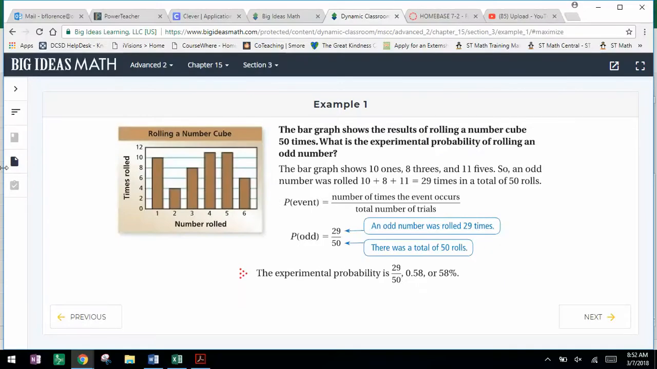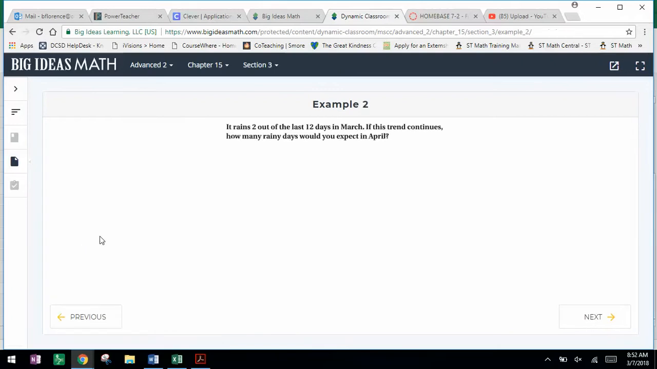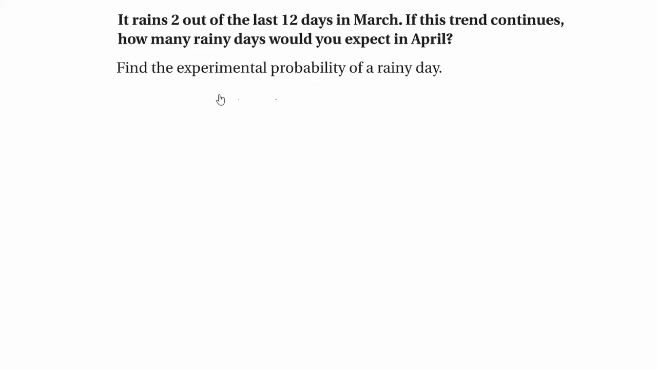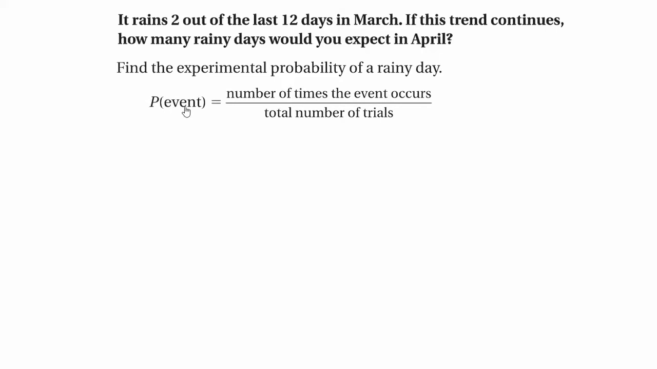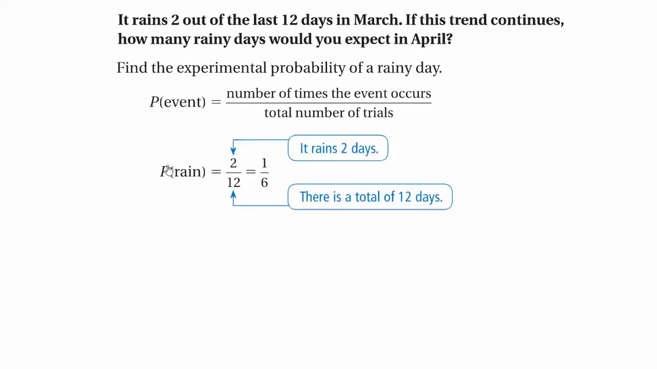The next one I want to show you is example 2. In this one, it rains 2 out of the last 12 days in March. If this trend would continue, how many rainy days would you expect in April? So you find the experimental probability of a rainy day. The probability of the event, which is a rainy day, is the number of times it occurs over the total number. So the probability of rain was 2 out of 12, or 1/6.